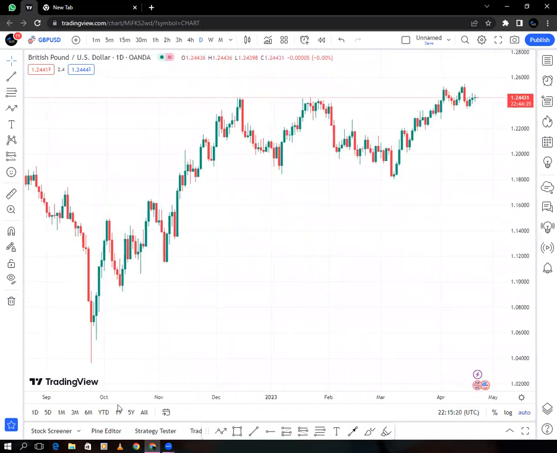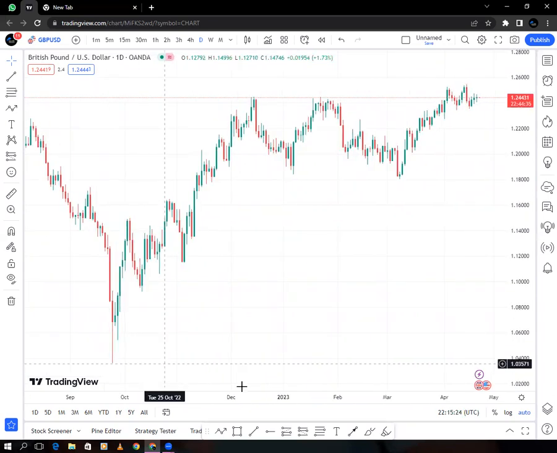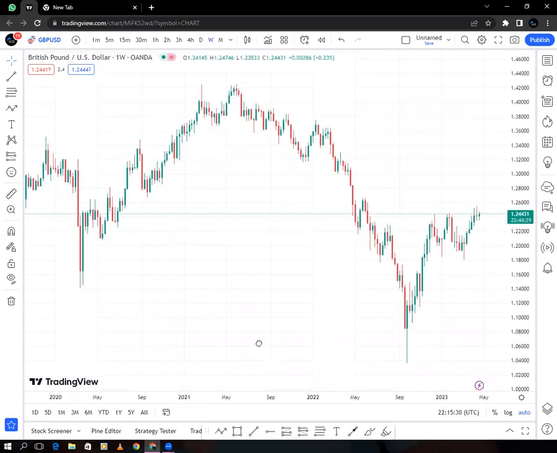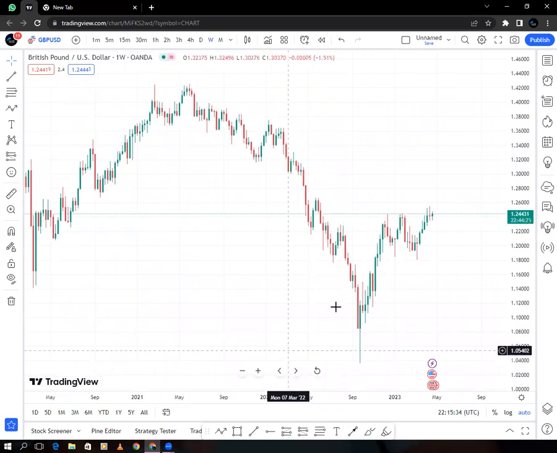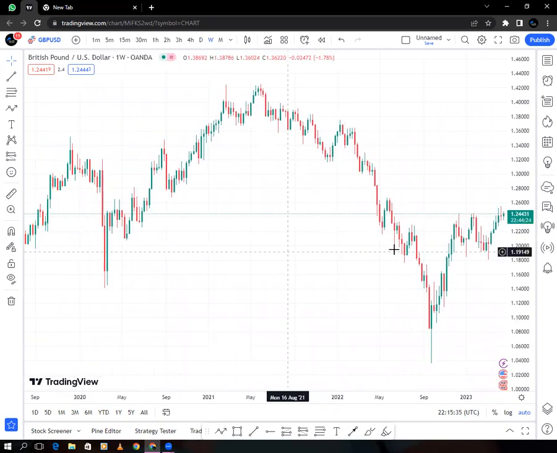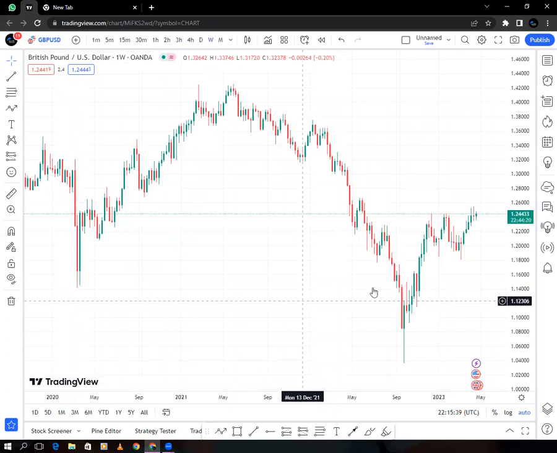I'm starting on a daily time frame. As you can see, we have this kind of movement, right? We have this kind of movement on a weekly time frame. I just normally wanted to see how we are moving. So we are in a bearish trend, and now we're starting to create a new bullish trend.